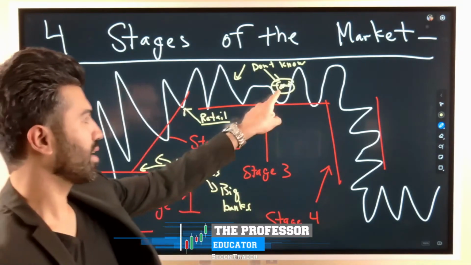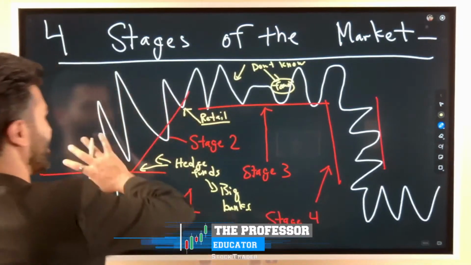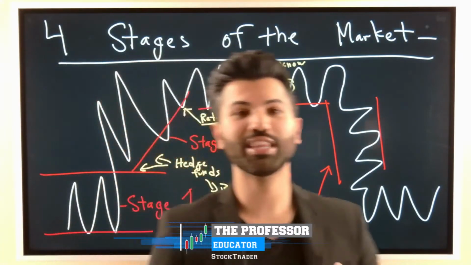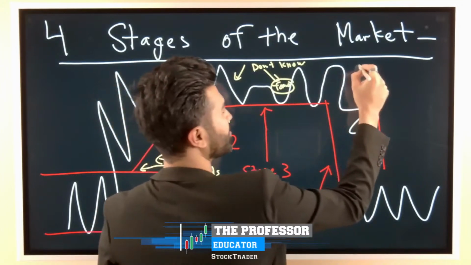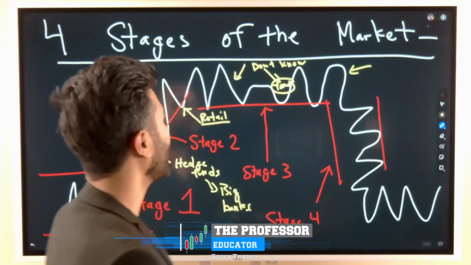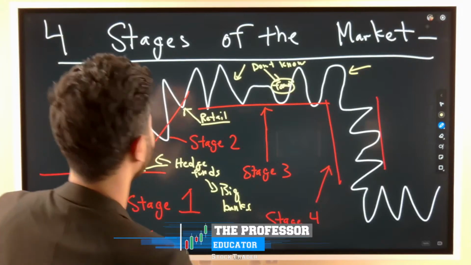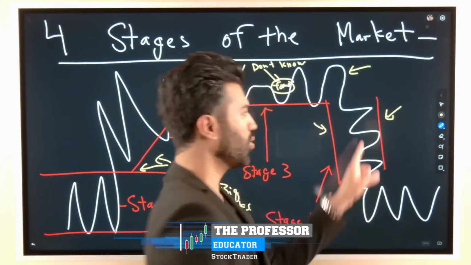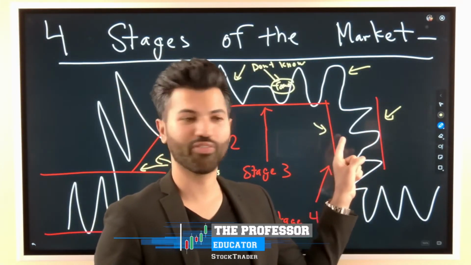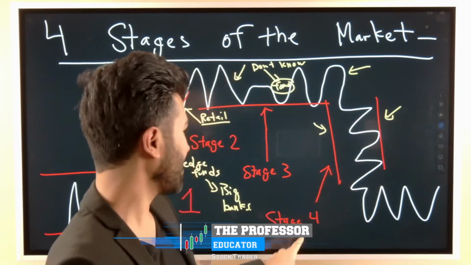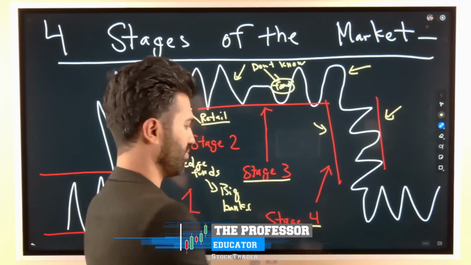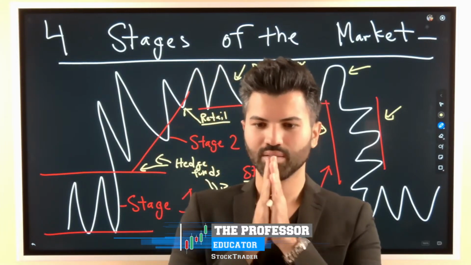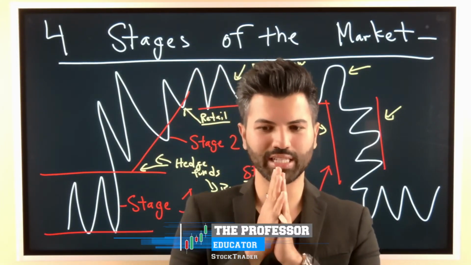Mainly FOMO. People that saw this and said, I want it. And the institutions and the banks, they're ready to dump. Who is in the fall? That stage. Who's in stage 4? People not late to the party.